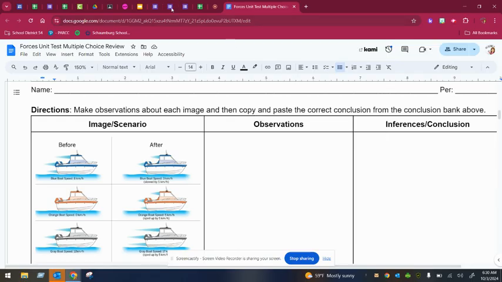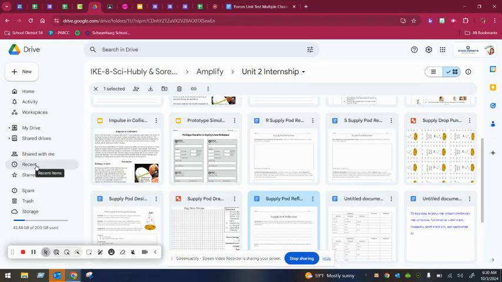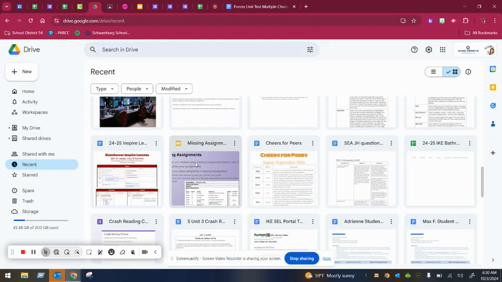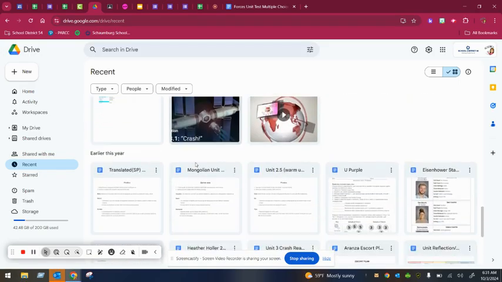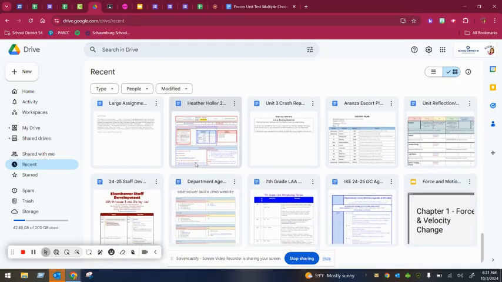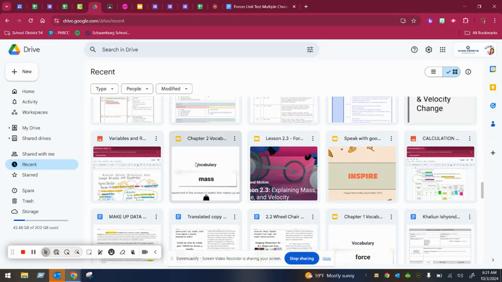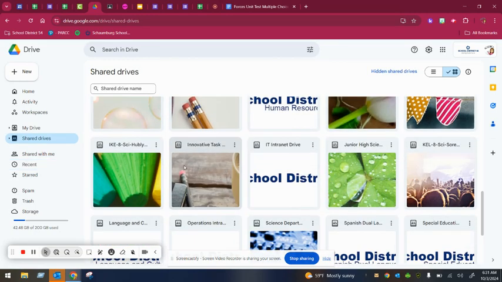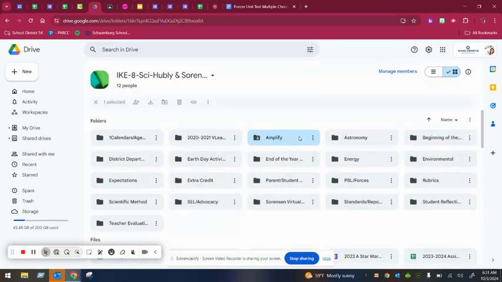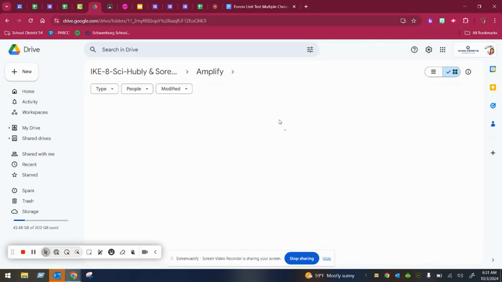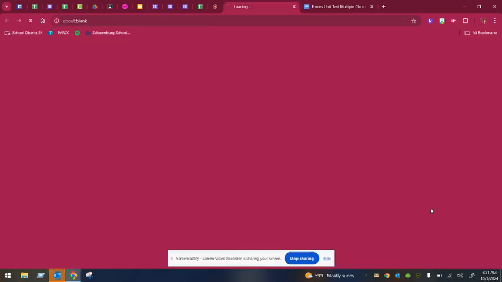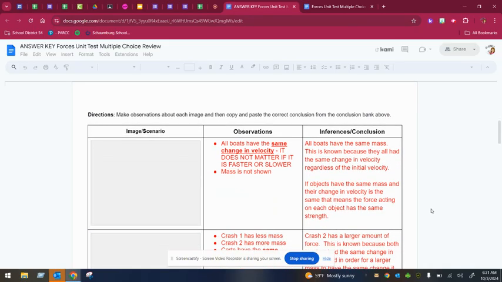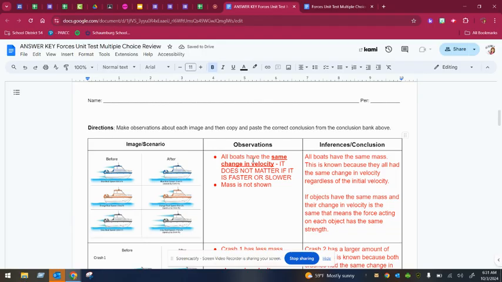And so what I would want you to do, and let me go ahead and pull up the answer key here for you guys. This answer key is going to get posted for you at the end of the day on Friday. Okay, we're going to go about this a different way. The answer key is going to go through and give all the observations that we have. It's going to give all the answers to each of those, the conclusion piece to it. So again, for the first one, this is what we would type up. We'd say all boats have the same change in velocity.